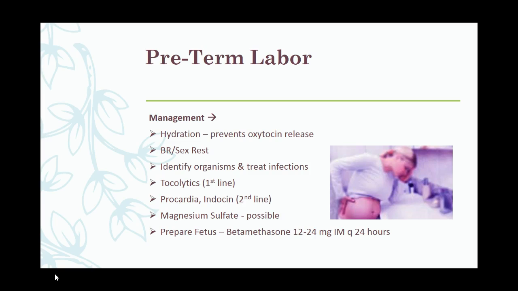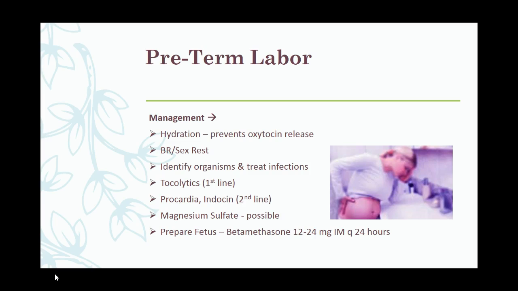Oftentimes we do end up with a loading dose and then a maintenance dose. We have to monitor reflexes very closely, blood pressure very closely, and again, same mechanism of action here works for preterm labor as it does for preeclampsia. We are relaxing smooth muscle. The uterus is a smooth muscle, so magnesium sulfate will relax that uterus and help it to stop contracting. Whenever we give it for preeclampsia, it relaxes the smooth muscle of our blood vessels, allowing them to dilate and decrease that blood pressure.